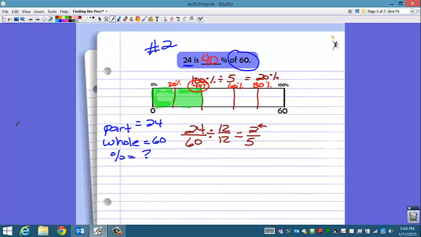Again, pause the video if needed so that you can catch up and finish the example.